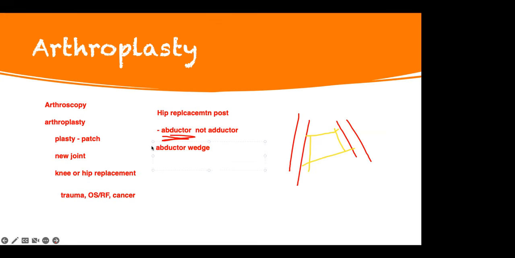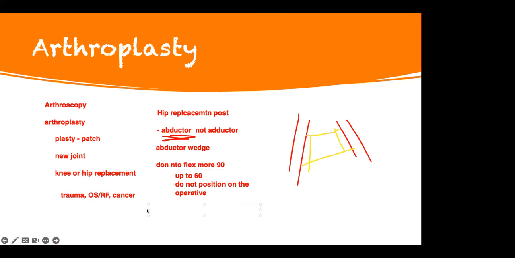Okay. They should not flex. I don't want to flex more than 90 degrees. Even though you said I want them to go up to 60 degrees, if you want to flex the hip, but don't do that. And you should not position them on the operative side. So if the operative side is on the right, you cannot let them lay on the right. Very, very important.